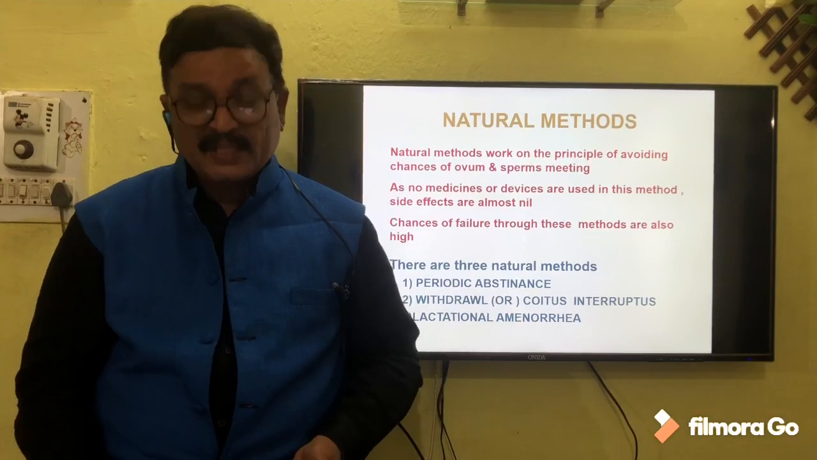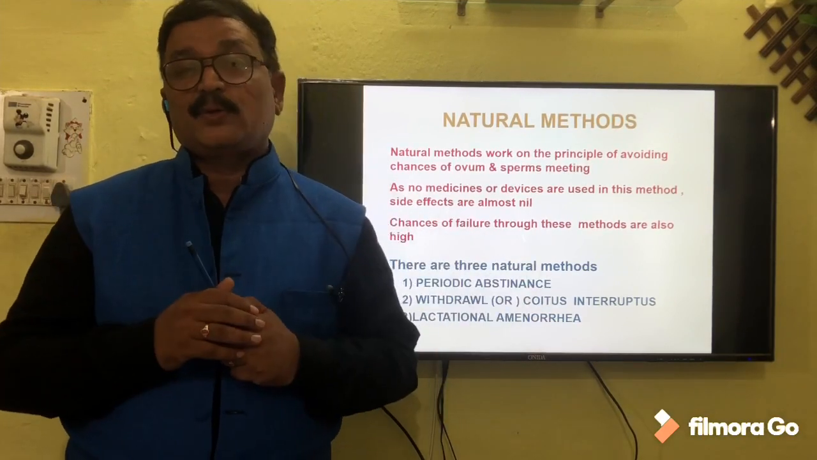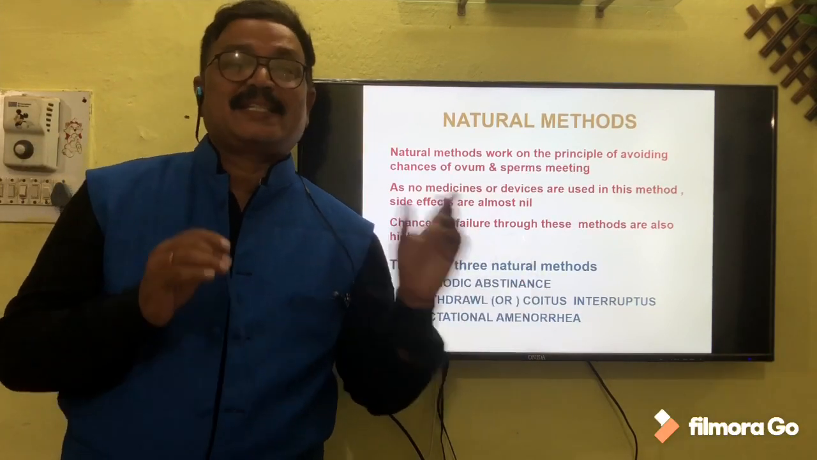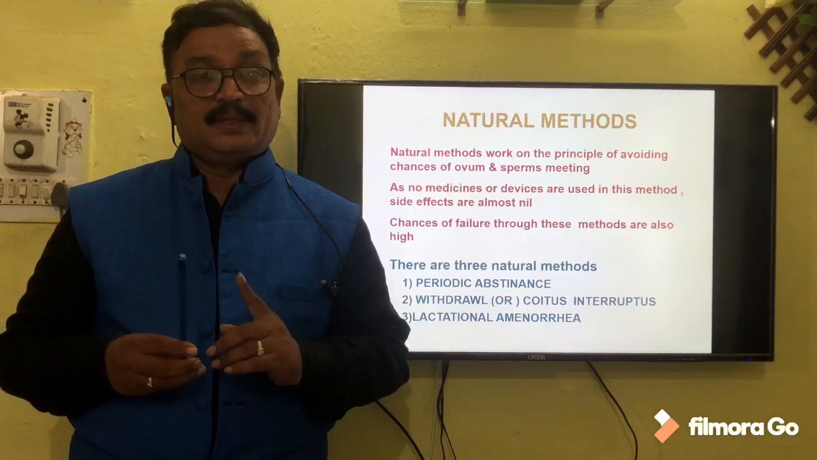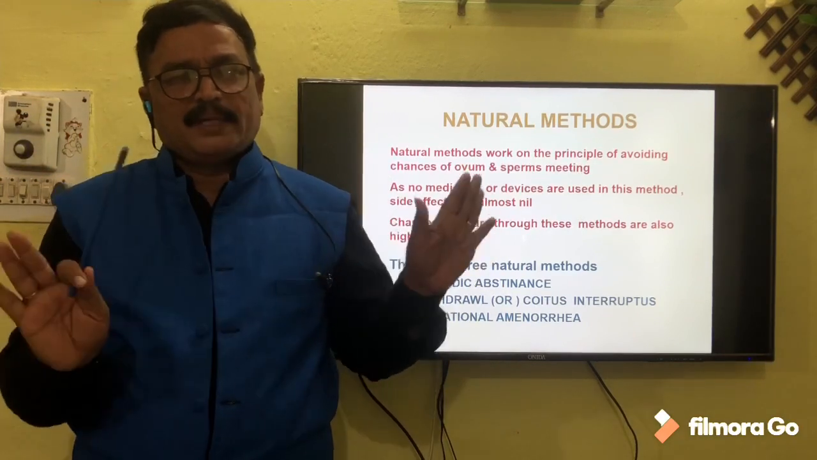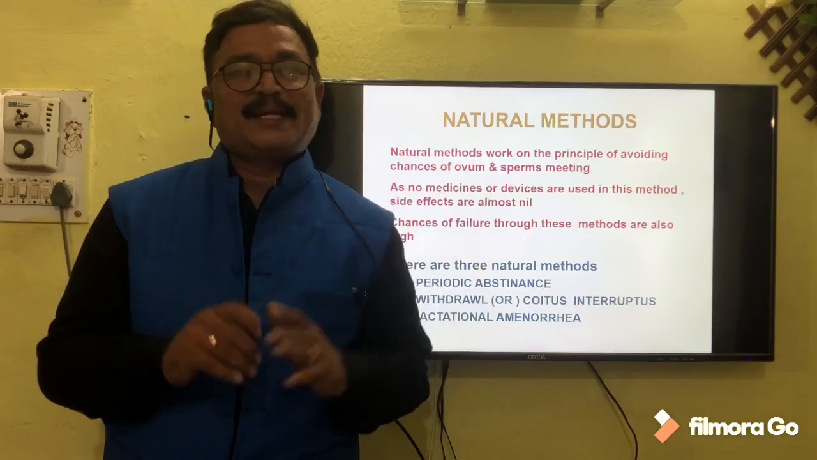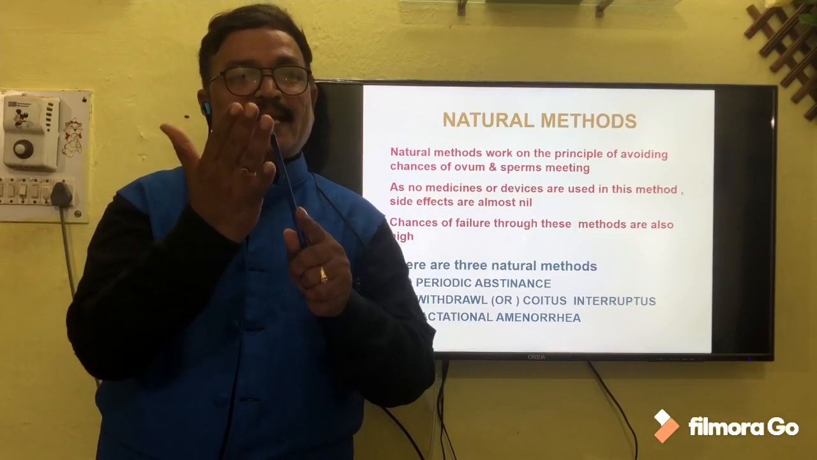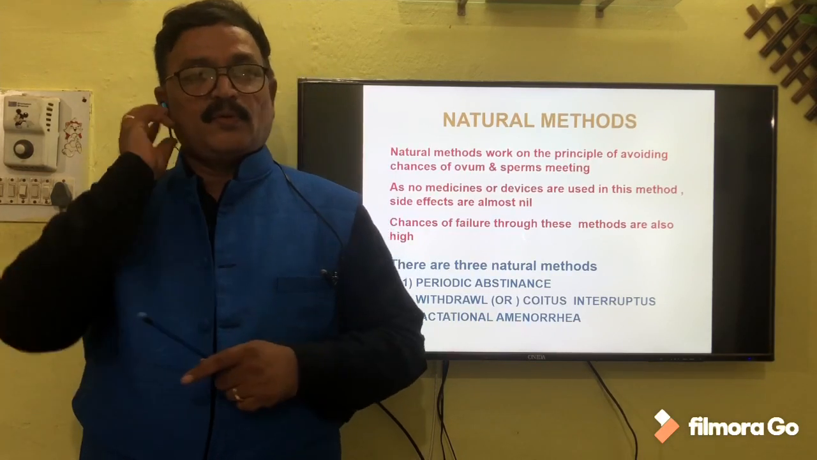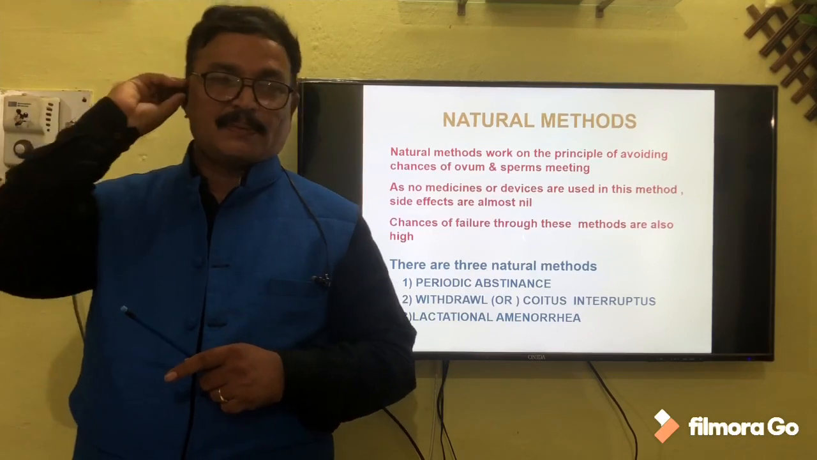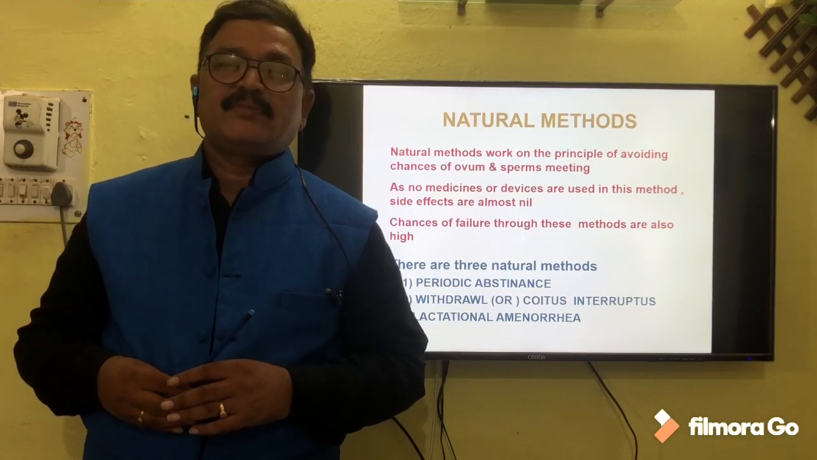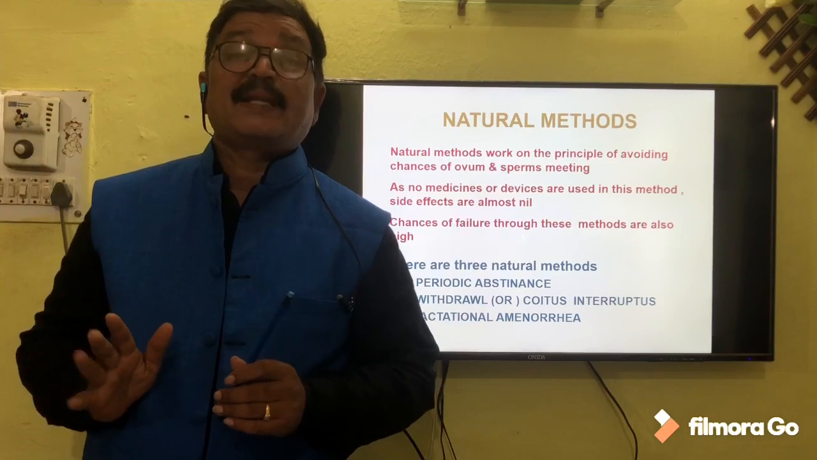Then opposite, for the couple who do not want to have pregnancy, what to do? They should stop participating in sexual intercourse during this time. Understood? That's what we say periodic abstinence. Abstaining, completely stopping, preventing sexual intercourse during those 7 days. That is 3 days before ovulation, on the day of ovulation, 14th day, and 3 days after ovulation. Totally 7 days. If the couple abstain themselves from participating in sexual intercourse, then the chance of pregnancy will be very, very less.